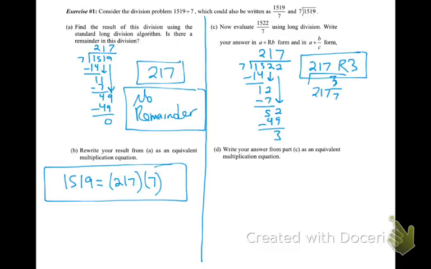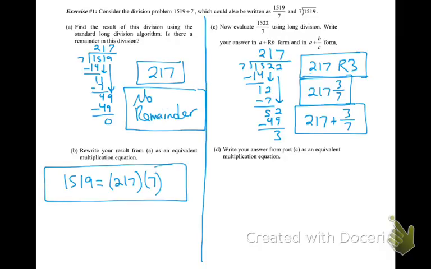Okay. I personally don't really like mixed fractions that much. 217 and 3/7. I don't really like mixed fractions because to me they look like multiplication. Okay, and when it looks like multiplication, I want to multiply them, but that's not what that's saying. Another way we can write it, probably a better way, is with addition. 217 plus 3/7.